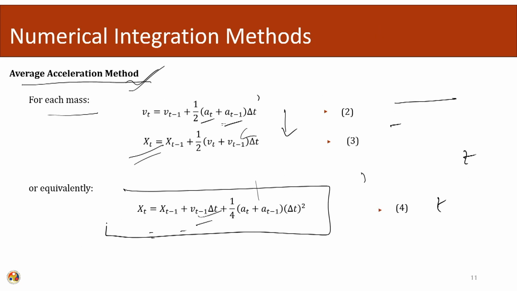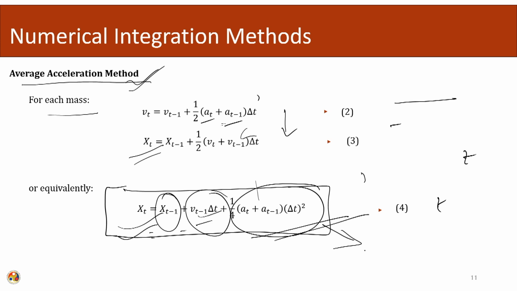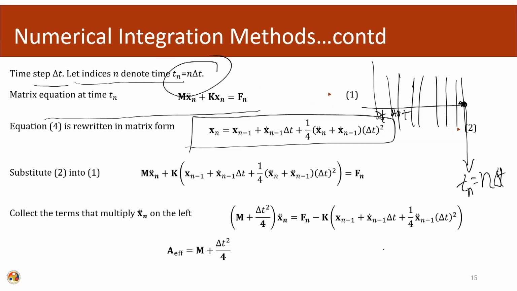So, this equation denoting the value of x calculated from the previous values of x, velocity and the acceleration, we are writing in terms of the matrix notation. This is the same equation, only thing is that it is written in the matrix form, and this we are substituting back into equation number 1. So, m x n, k times x, the value of x is written out here, equals the forcing function.